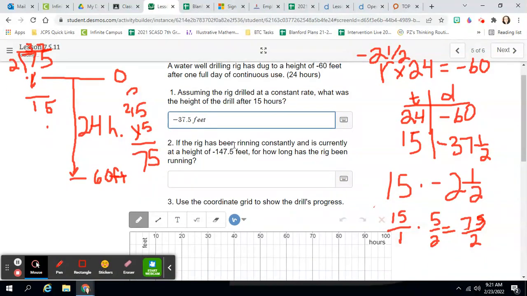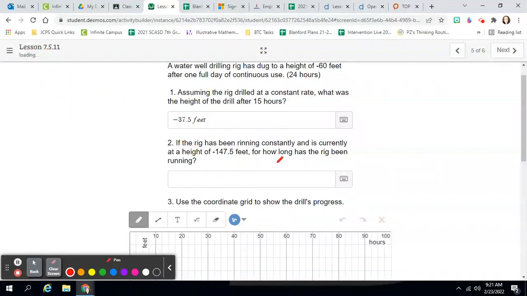Here it says if the rig has been running constantly and is currently at a height of negative 147.5 feet, how long has it been going? Again, I'm going to erase all of this real quickly to give me a clear screen. So now I basically know my rate is negative 2.5, or negative 5 halves. And we're saying negative 5 halves times what time equals negative 147.5.